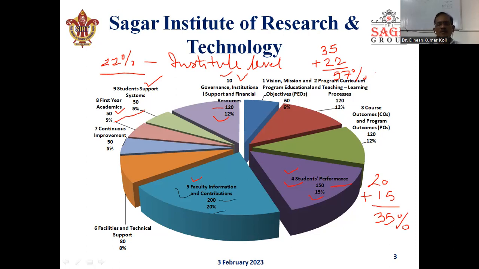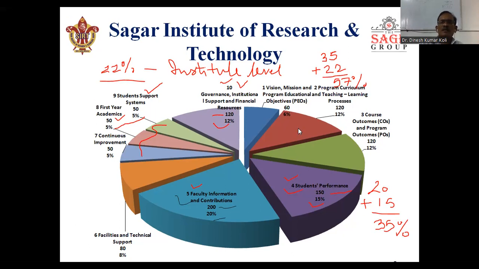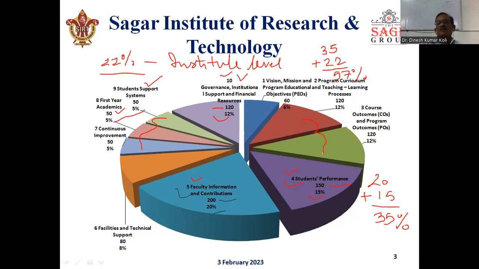Institutional criteria as well as two criteria from the program covers 57%. The criteria for the program to be accredited is 60% or 600 marks. So 570 marks we are covering from these criteria. If we cover other marks from the other criteria, then definitely the institute can be accredited very easily.